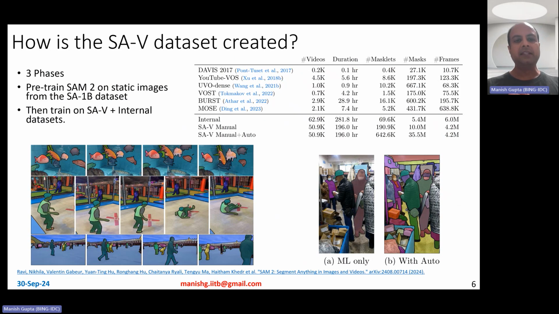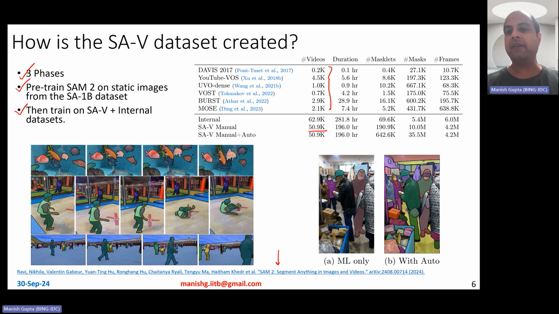So how is the SAV dataset created? The dataset is created in 3 phases. I'll not go into details about how these 3 phases work. But once this dataset is created, the model is trained in 2 phases. First, you pre-train the SAM2 model on static images, not videos themselves. Then second, you train it on the SAV dataset plus some internal dataset at Meta AI. The SAV dataset is large. If you compare it with other existing video object segmentation datasets, the SAV dataset has 50.9K videos, which is huge.